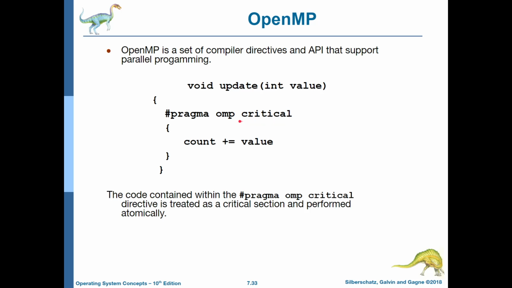In this case, we're using the critical command, and what that does is it specifies this block. So these curly braces define the block that is considered a critical section. And inside this critical section, the count is protected so that only one process at a time is modifying count.